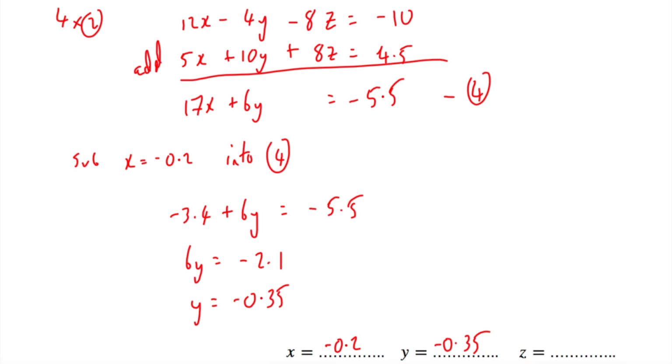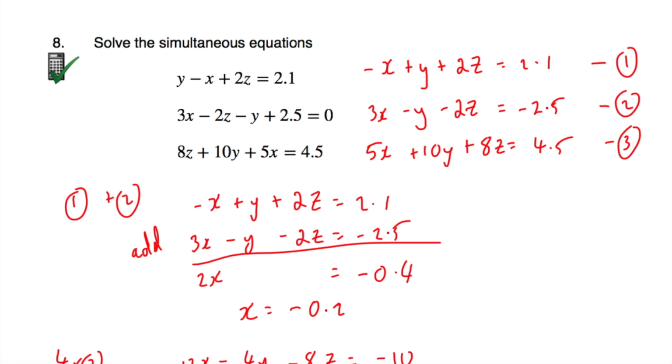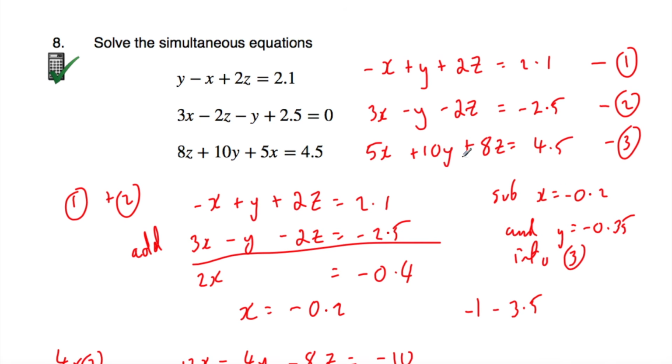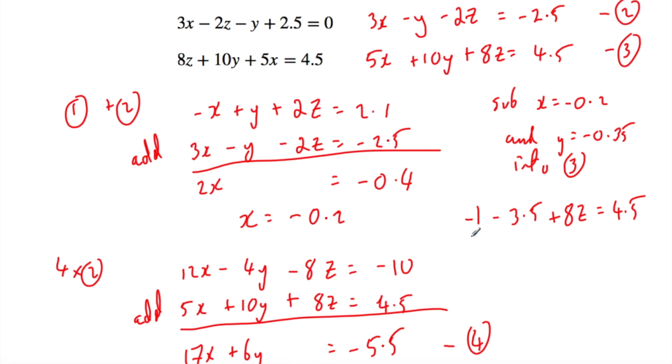So let's substitute these two back into one of the equations that we've got at the beginning. I'm going to choose equation number 3 here. So we're going to sub x equals minus 0.2 and y equals minus 0.35 into equation 3 and see what we get. So 5x, 5 times minus 0.2 would be minus 1. And then we've got 10 times y, that's 10 times minus 0.35, so it's going to be minus 3.5. And then we've got plus 8z, and that's equal to 4.5. Okay, now let's simplify this. So we've got minus 1 subtract 3.5, so it's going to be minus 4.5, and then plus 8z equals 4.5.